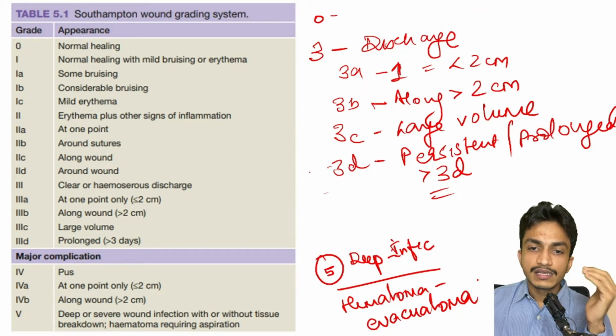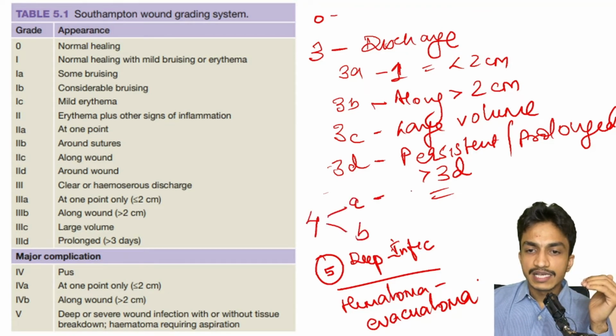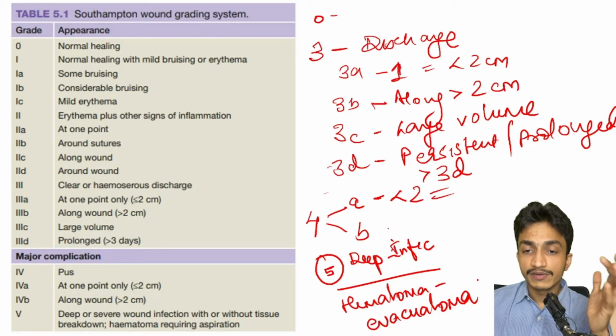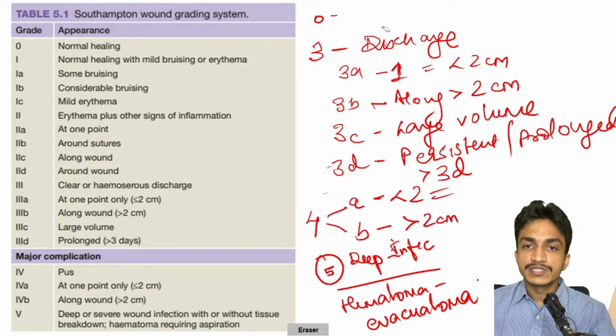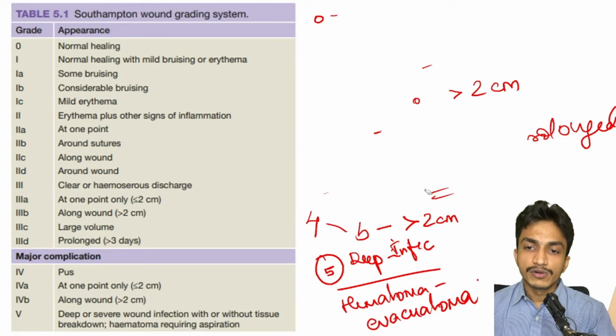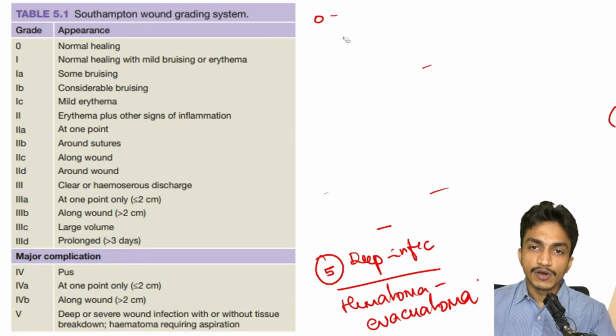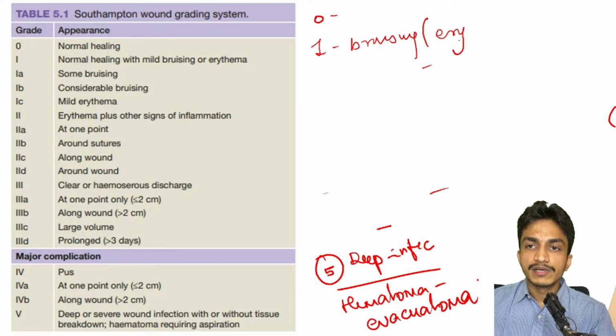That is grade 3, and grade 4 is pus, the same: at one point it is less than 2, and along the wound it is greater than 2 centimeter. If you want to try to just remember it, you can remember it as 0 will be normal, then coming to 1, that will be bruising or erythema.